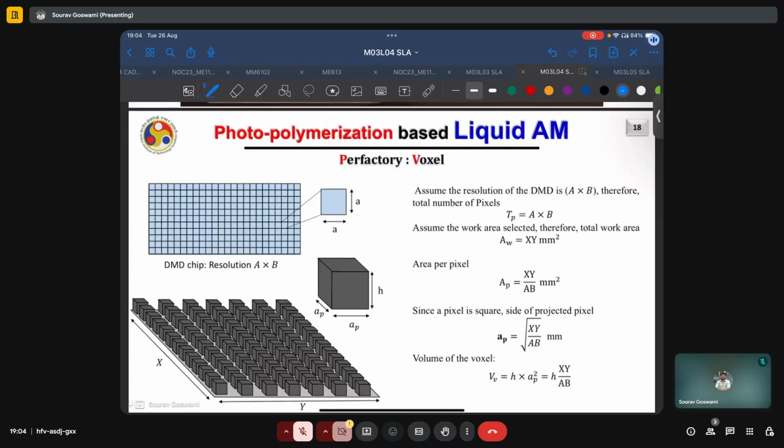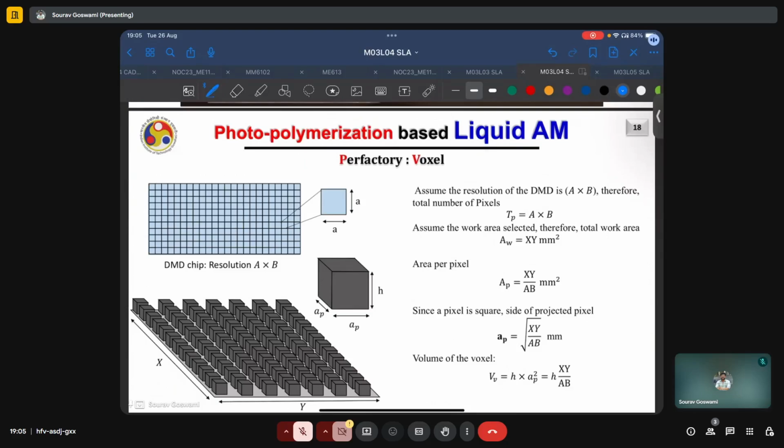Just like in 2D printing technology, the 2D surface or the shape or pattern to be printed is discretized in the form of two-dimensional pixels. Its 3D analog is the voxel, and thus we can find the resolution of a Perfactory system. If we assume the resolution of the DMD is some A cross B, which is the minimum feature size it can print, the total number of pixels will be A into B.